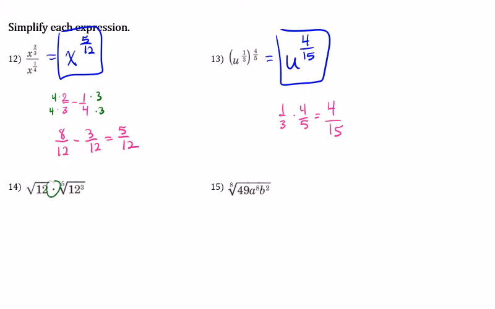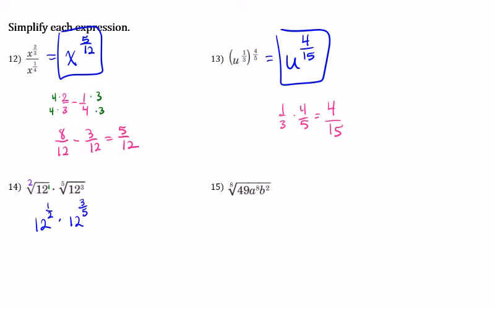So if I want to multiply these, I need the same index, right? And they don't have the same index. So what I can do instead is I can just convert these to exponential form. So I can make this 12 to the 1/2, right? So this is 1, and this is an invisible 2, right? So it's 1/2. And then I can multiply that by 12 to the 3/5, right?